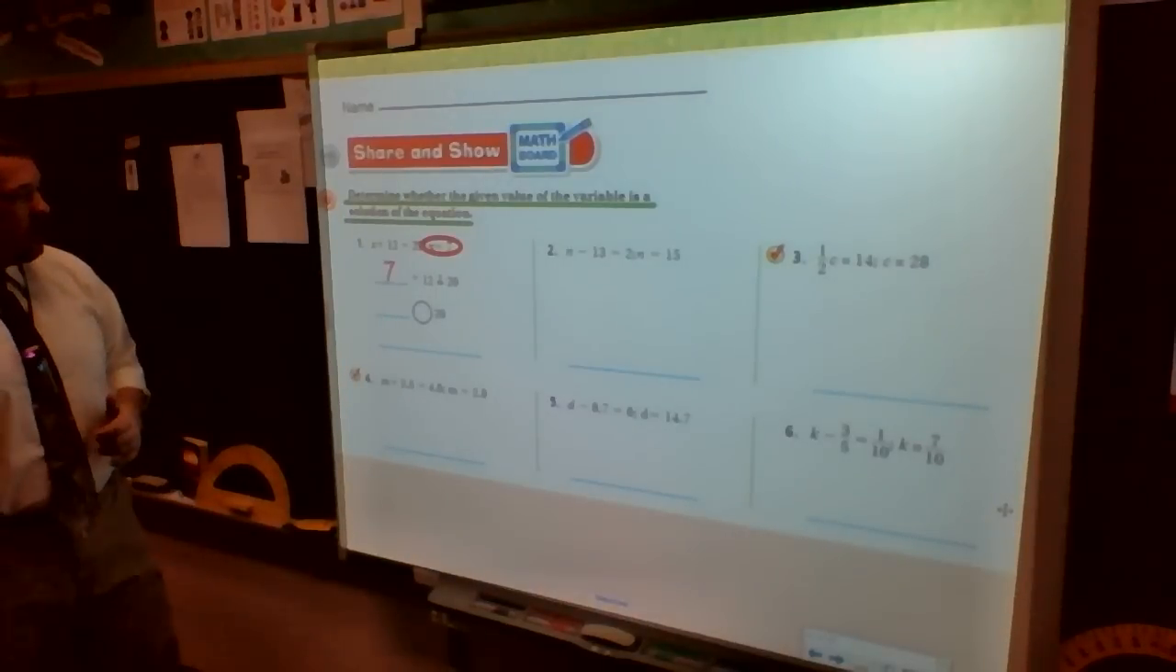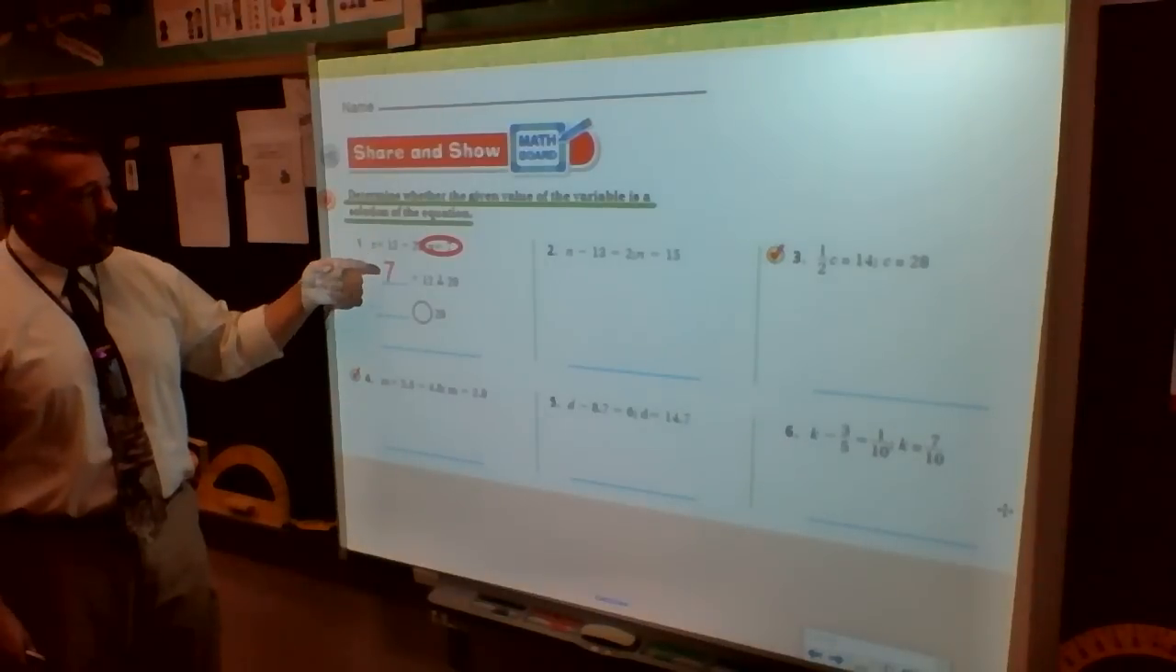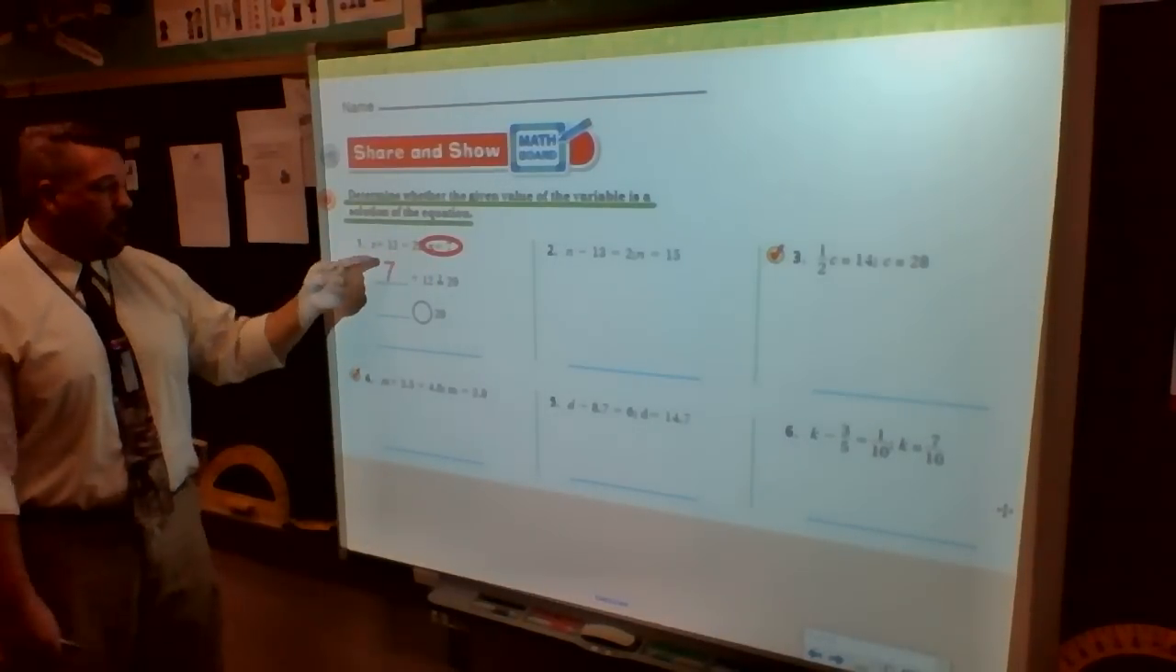So when I start looking at it and I see the equation they give me, x plus 12 is equal to 29, where x is equal to 7, I simply plug it in.